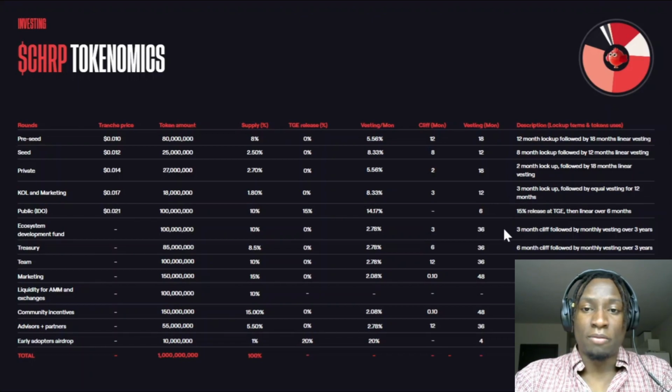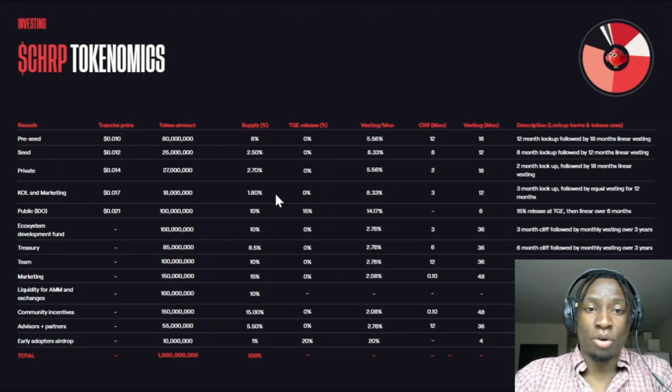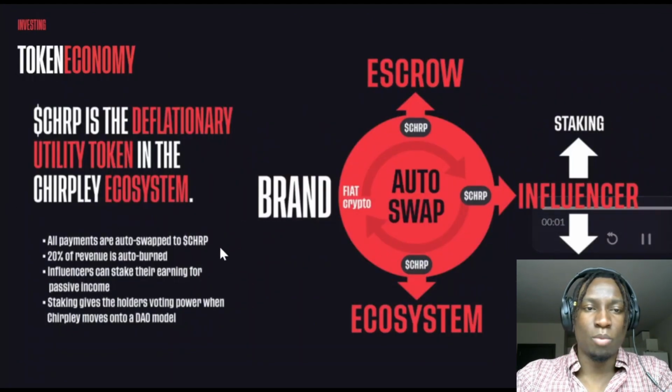Guys, they were really, really fair in regards to token distribution, and they didn't overcompensate their team. They did leave a lot more incentives for the IDO and also the community as well. So that's also a really good sign in terms of token allocation. So guys, you can see more here about the token economy and a more elaborate depiction of the token economy and how everything will work.